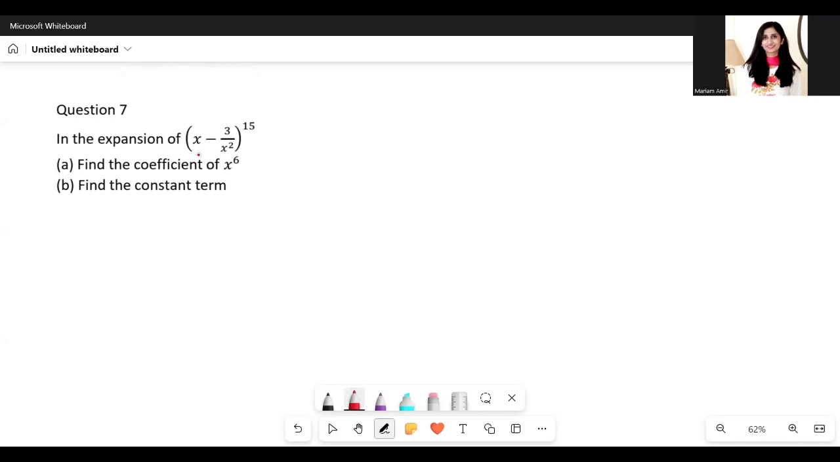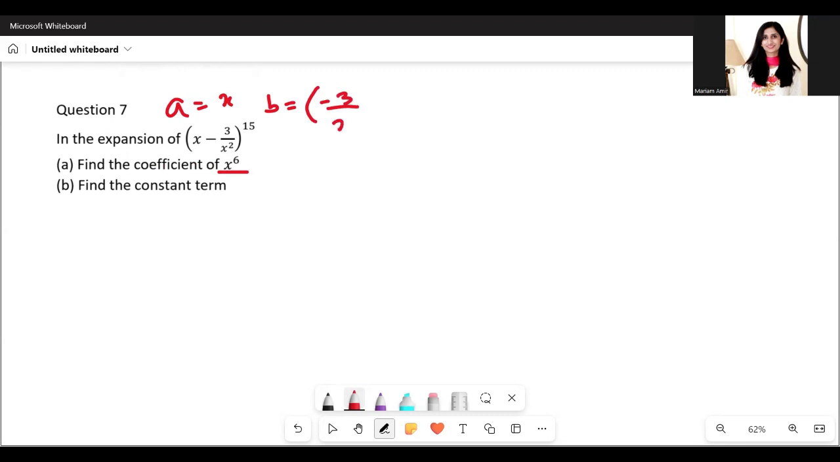In the expansion of this, find the coefficient of x power 6. Okay, so we only need x power 6, not each and every term. So let's see how the expansion goes. Let's just write A, B, and C first. A is x, B is bracket negative 3 upon x squared, and N is 15.